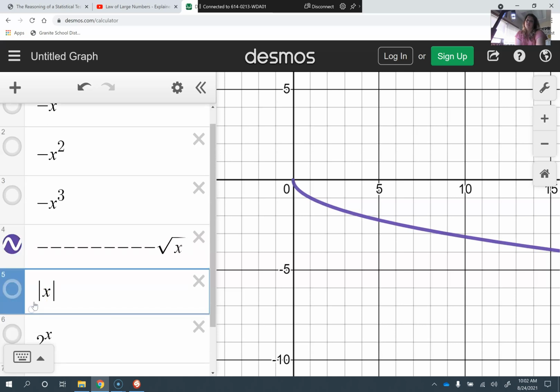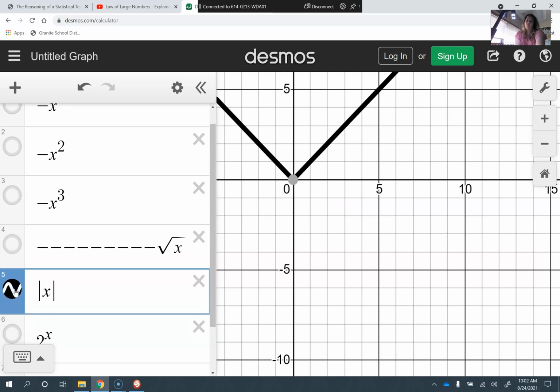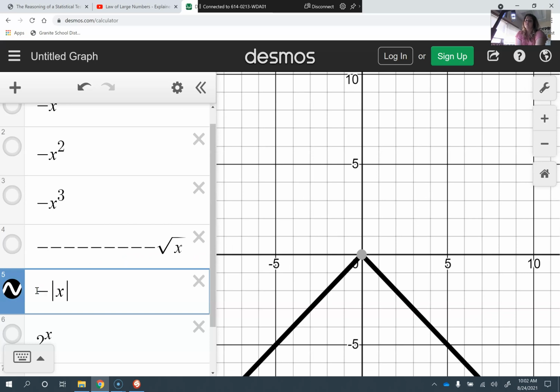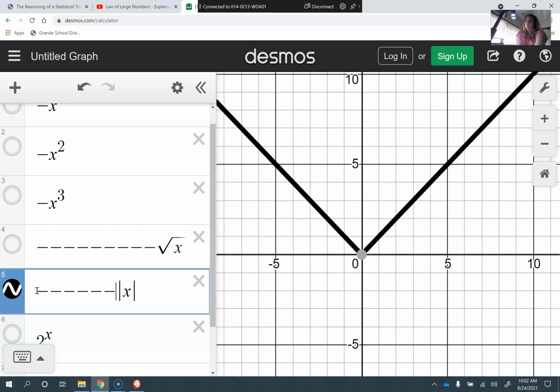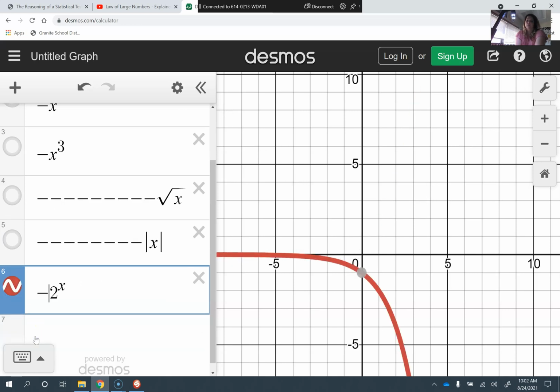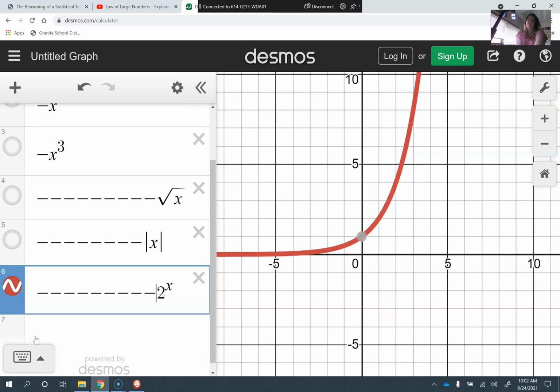And then the absolute value, it takes it from a V to like a triangle. So I'll flip this guy. And then our last guy is the exponential. So it flips it down. Instead of going up, it goes down. So if you put a negative on, it's going to flip it upside down.